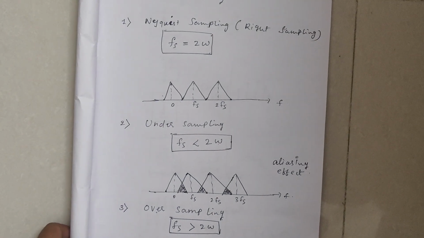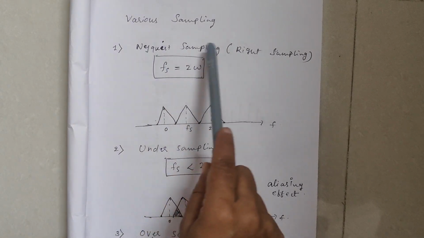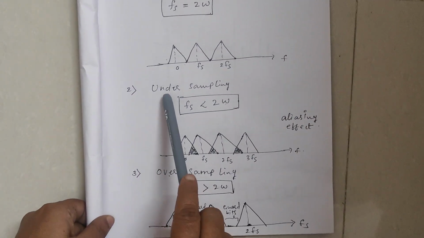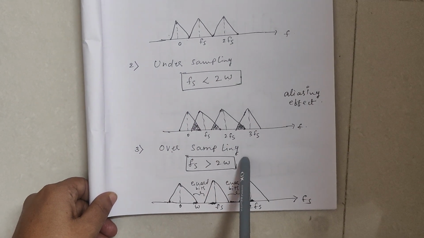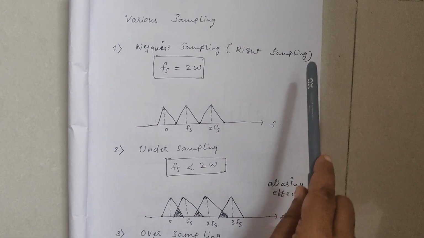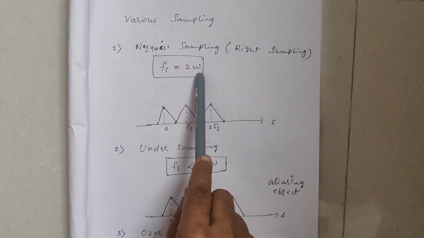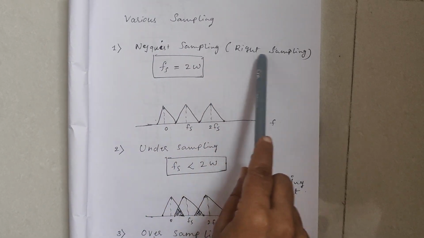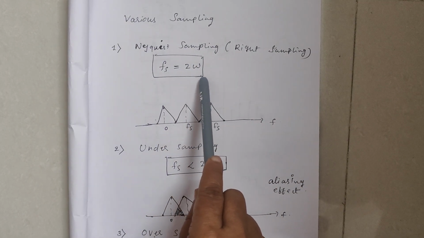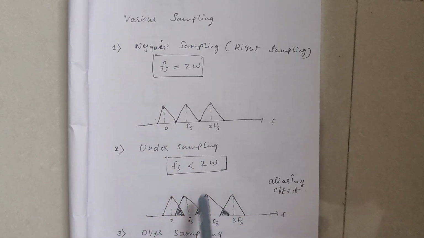Now let us see the various types of sampling. We have three different types of sampling: Nyquist sampling, which is also known as right sampling, undersampling and oversampling. First let us see what Nyquist sampling is. It is also known as right sampling. When the sampling frequency is equal to 2W, Fs equal to 2W, it is called Nyquist sampling or right sampling. When we sample a signal at the rate Fs equal to 2W, we can completely recover the signal properly without any noise.